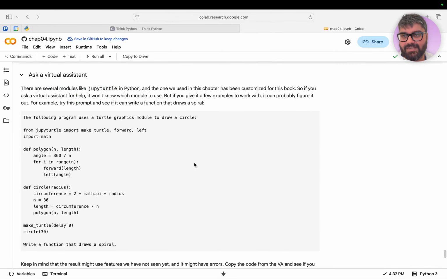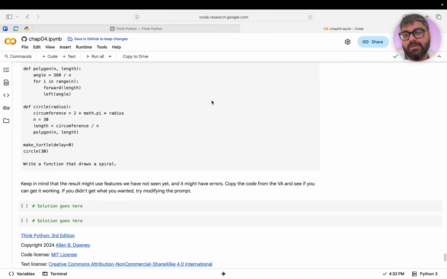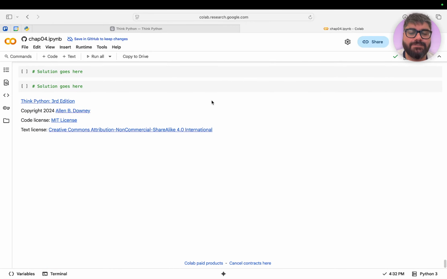I'm chilling on that. There are several modules in Jupyter and Python, and the one we used in this chapter has been customized for this book. So if you ask, it won't know which modules, but if you give it a few examples to work with, it can probably, okay, yeah, I would not recommend doing this virtual assistant stuff. I actually don't agree with this.